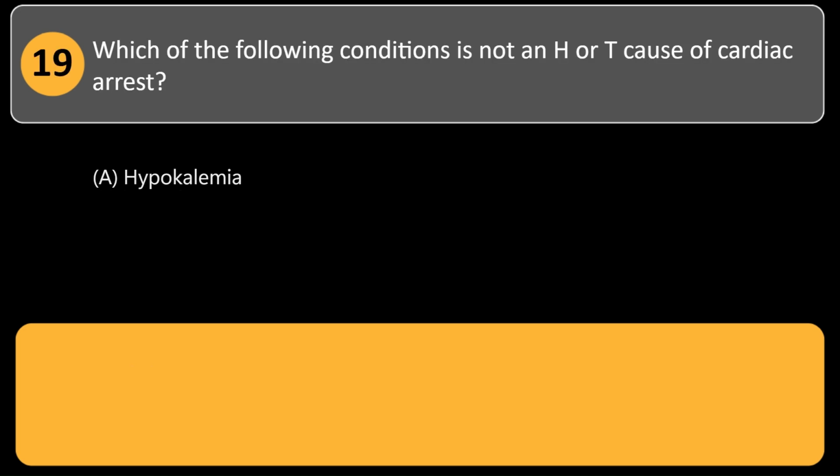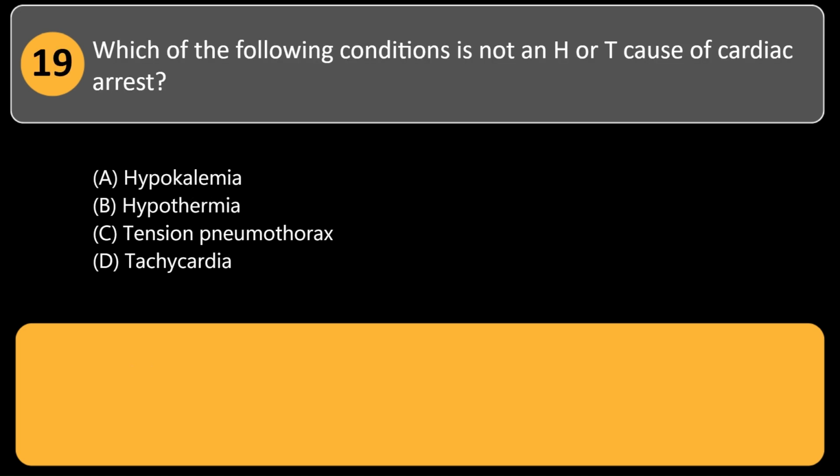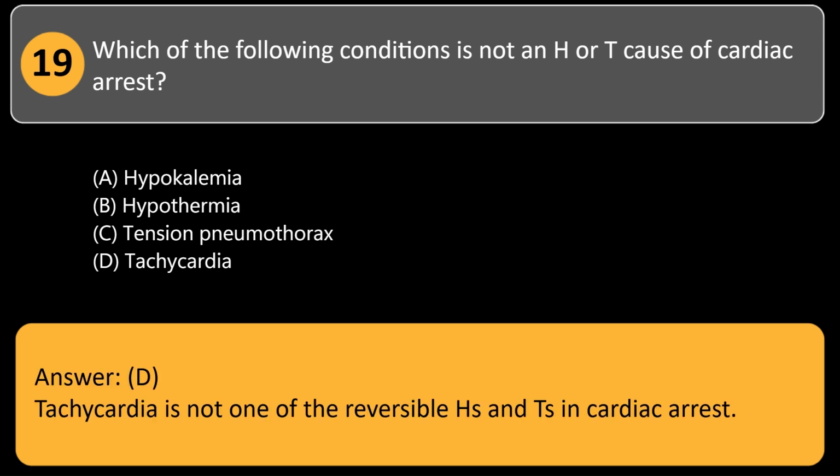Which of the following conditions is not an H or T cause of cardiac arrest? A. Hypokalemia. B. Hypothermia. C. Tension pneumothorax. D. Tachycardia. Answer: D. Tachycardia is not one of the reversible Hs and Ts in cardiac arrest.